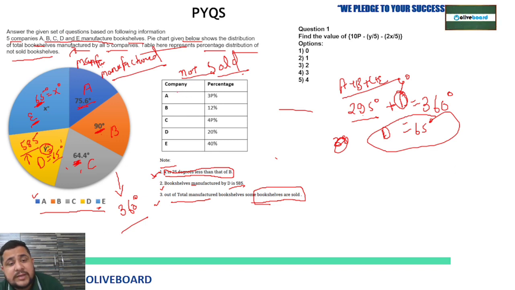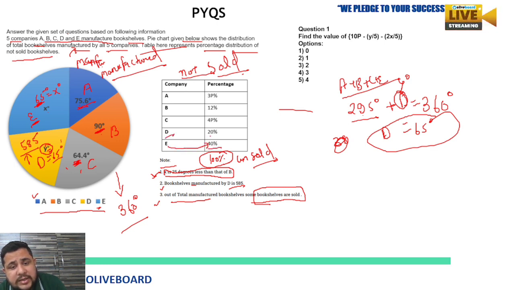If we look at the table, here the percentage of not sold books is given. So the total not sold books will be 100% for itself. And out of that 100% unsold, 60% unsold from E, 20% unsold from D, 40% unsold for C, 12% unsold from B, and 30% unsold from A. So in total we can say 12% A plus B plus C plus D plus E.